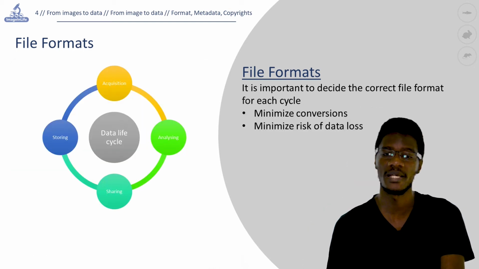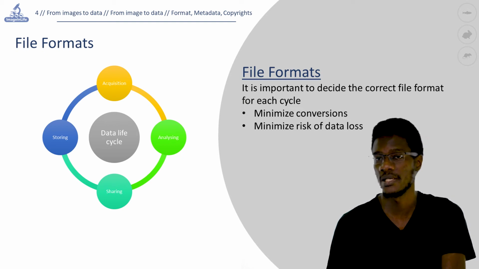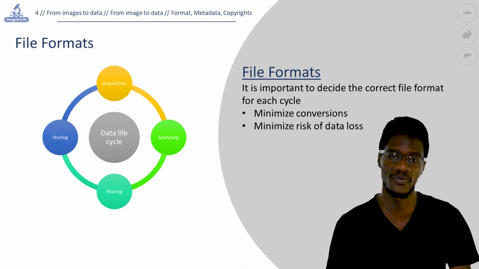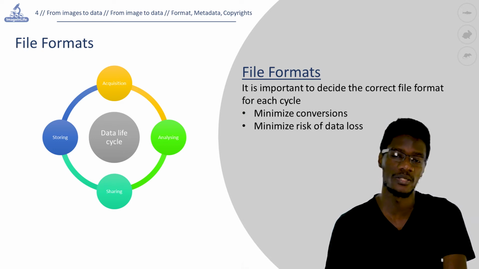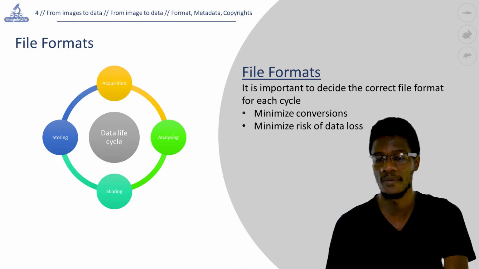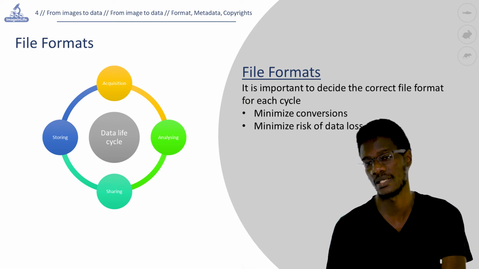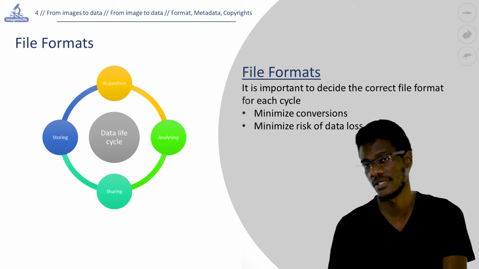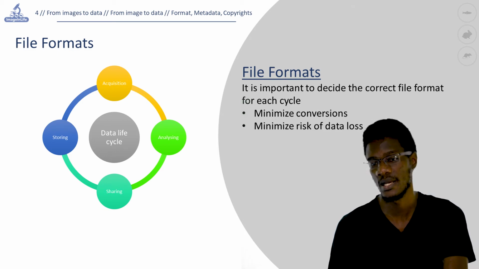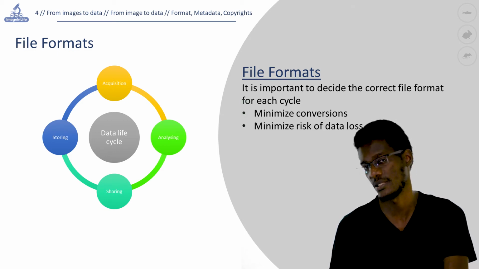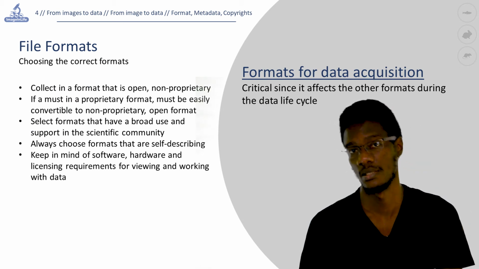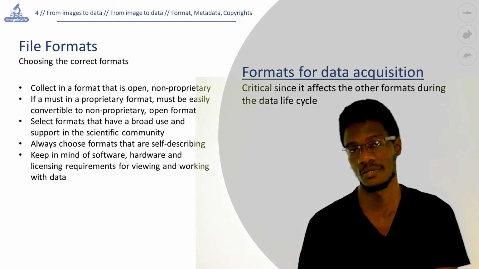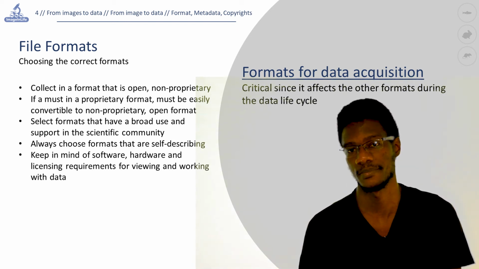During the data life cycle, it's important to think about and decide the file format before going through the process of acquiring data. This is because such a decision will have a big impact on the other stages of the data life cycle. The goal is to minimize conversion from one format to another and to minimize the risk of data loss. In this part, we shall talk about the best practices to follow when choosing the file format for our data.